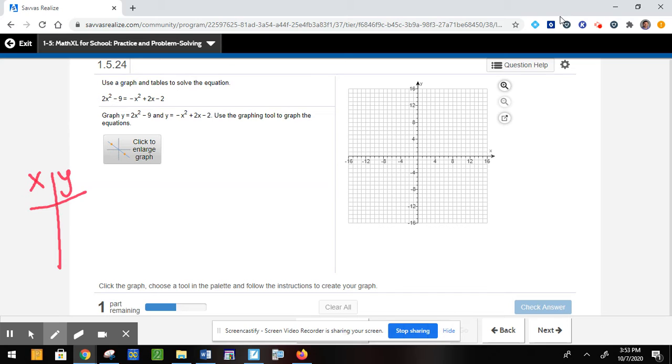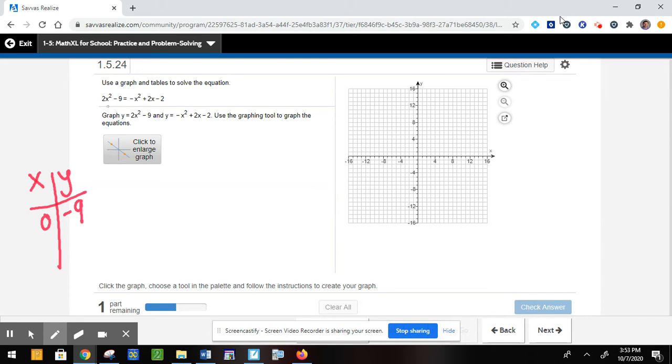So let's assume that x is 0. It's going to make y negative 9, right? If you substitute 0 in for x. Okay. Although that would be the vertex. Okay. And then just pick one other point.